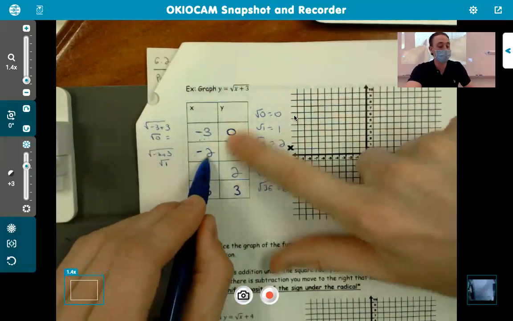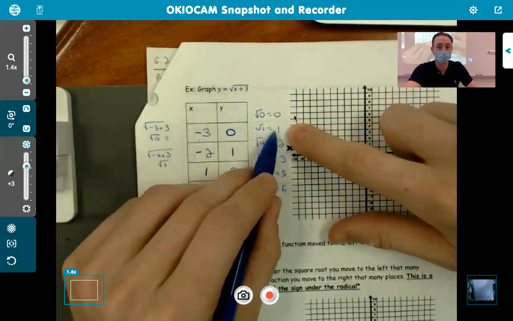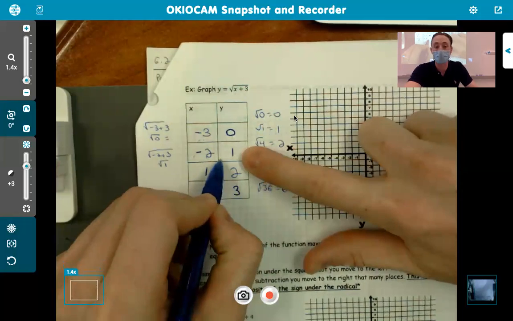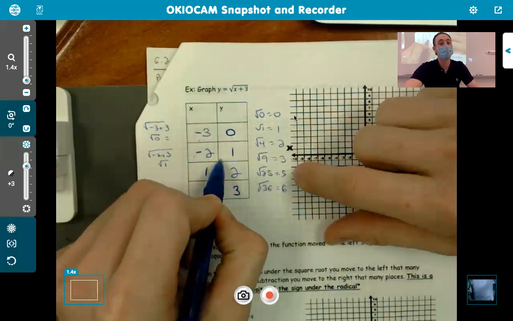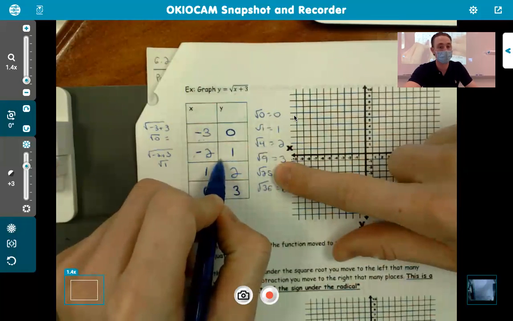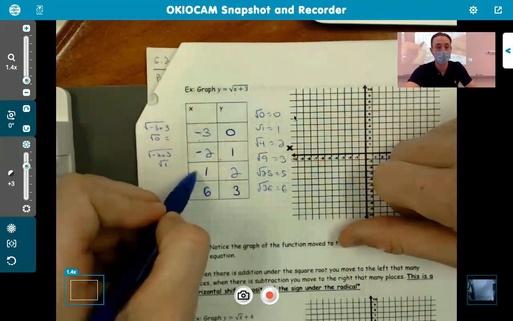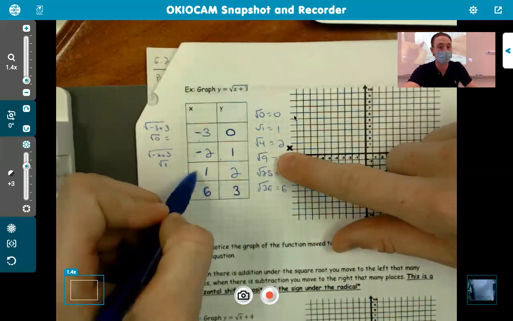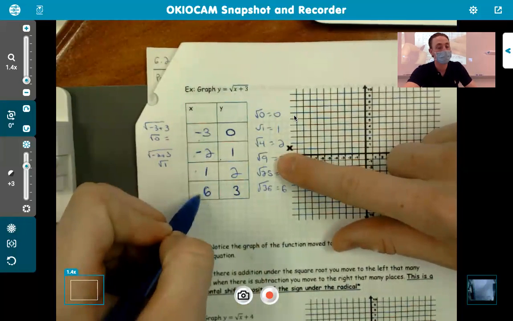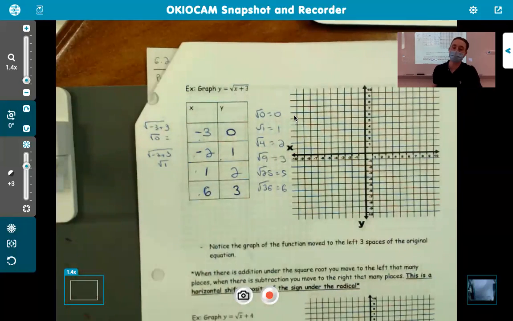If I choose -2, -2 plus 3 gives me +1. Square root of +1 is 1. That's another easy coordinate to work with. And I'm going to keep doing that until I get all of these perfect squares underneath my square root. So what number plus 3 is going to get me to 4? 1. What number plus 3 is going to get me to 9? 6. Right? So you're being strategic about the values that you're choosing. Does that clear that up?